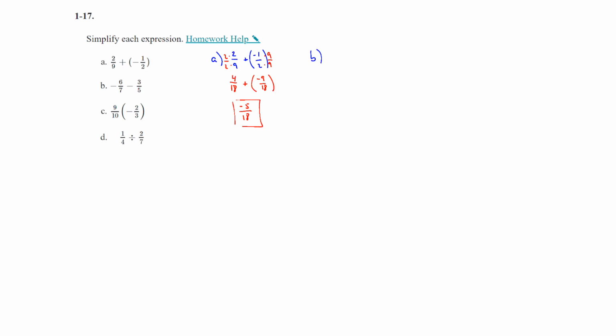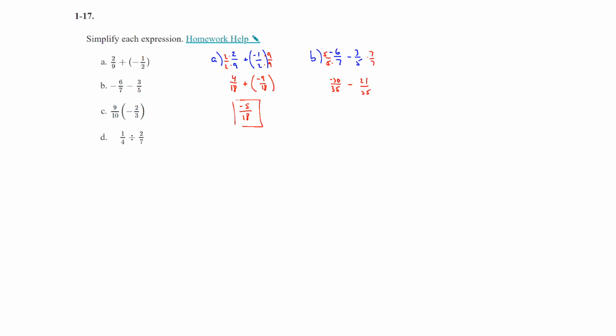Part B, same idea, except we are subtracting instead of adding, but we still need the common denominator. So this one we're looking at 7 and 5. Sometimes you can just multiply the two together and get 35. That works. It's not always the smallest one. In these first two cases it is. So we'll change the denominator to 35, which means this needs to be multiplied by 5 over 5, and this one is 7 over 7. So we get negative 30 over 35 and 21 over 35.